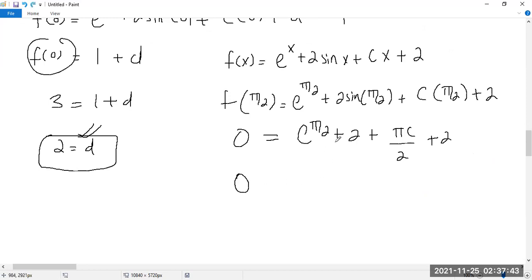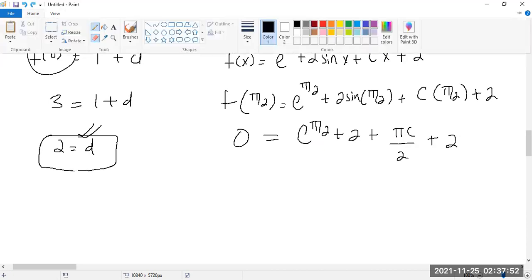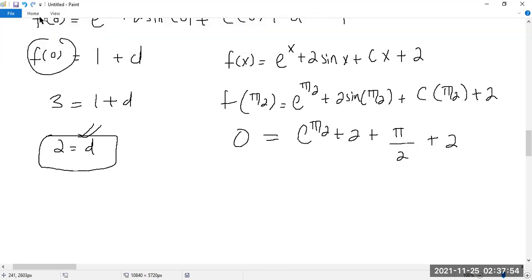This, I guess, just has to be e to the pi over 2 plus c pi over 2 plus 2, equals 0. So we'll try solving for c here. That's our goal. So I guess instead of putting it like this, I'll just make it a little more obvious that I want to isolate the c. And what I'll do is I'll combine these. I already added the 2's.